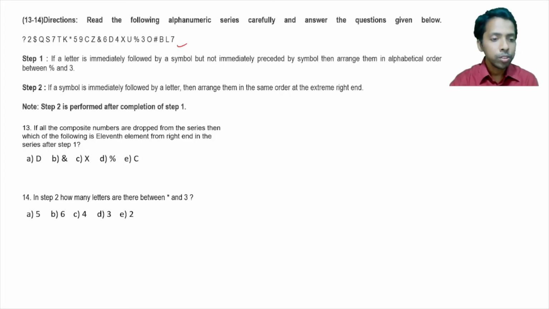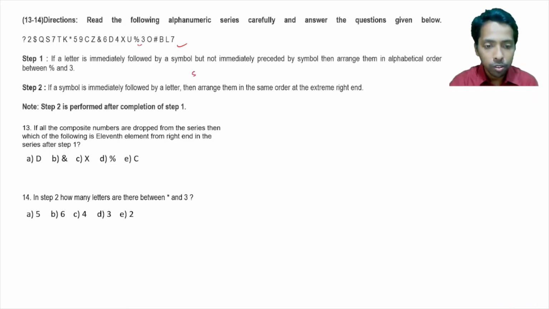Step 1 says: if the letter is immediately followed by a symbol but not immediately preceded by a symbol, then arrange them in alphabetical order between percentile and 3. Between percentile and 3, you have to arrange the letters in alphabetical order. So how many letters are there which are immediately followed by a symbol but not preceded by a symbol?